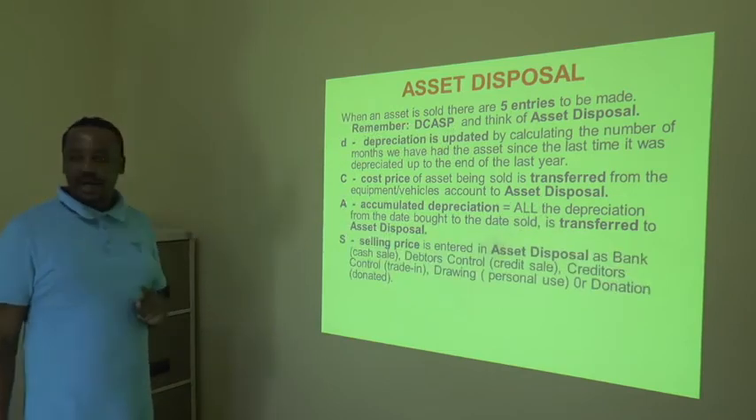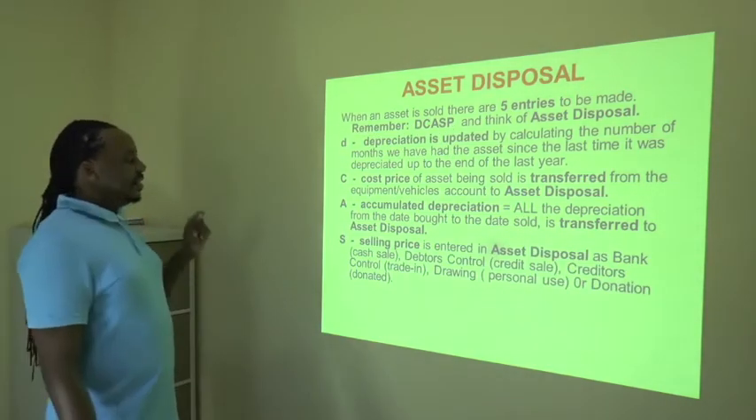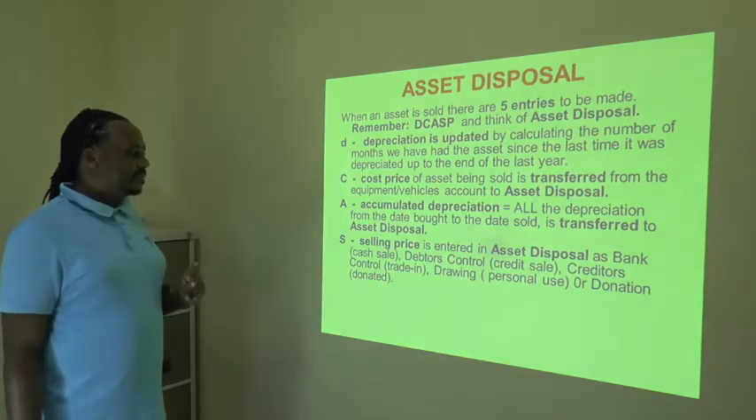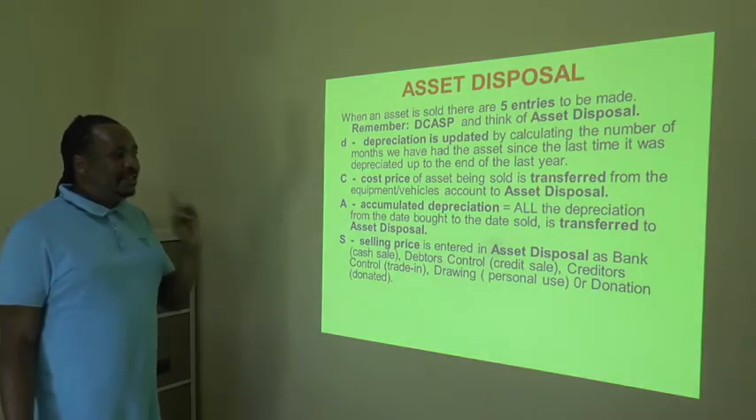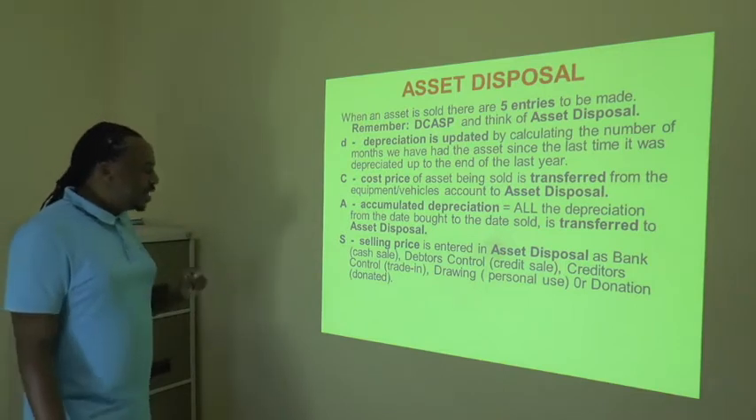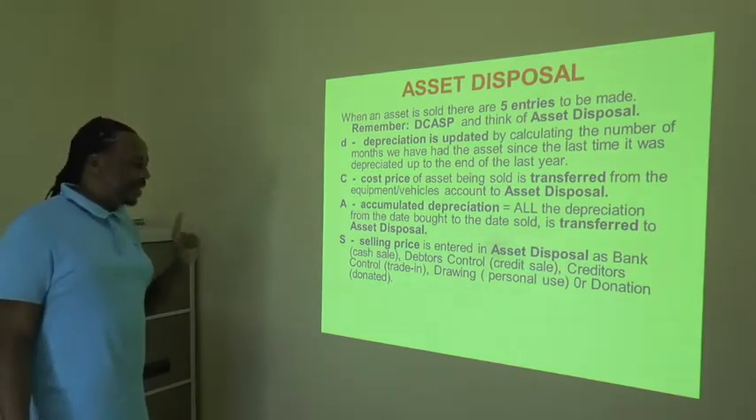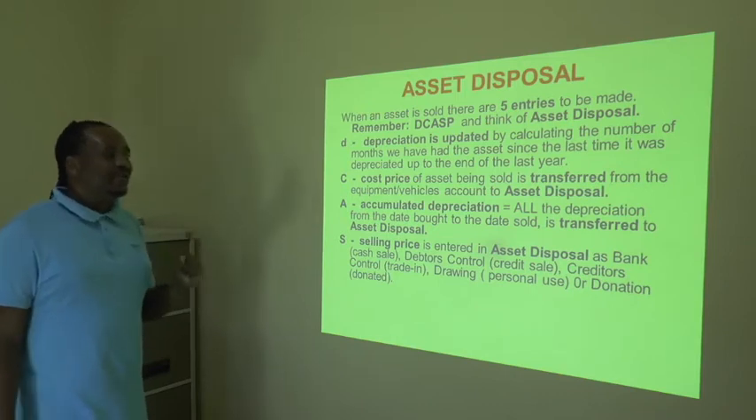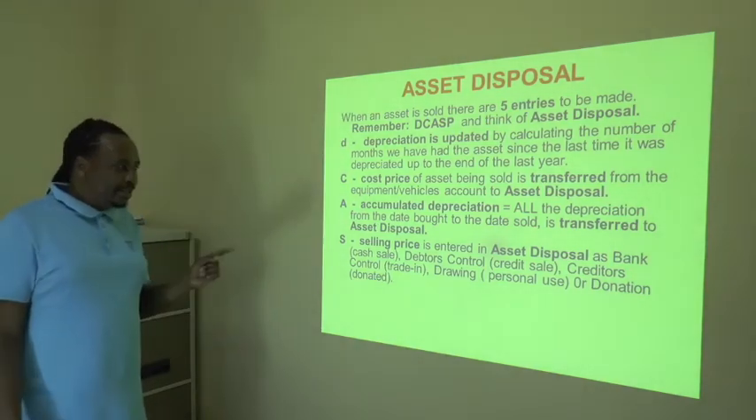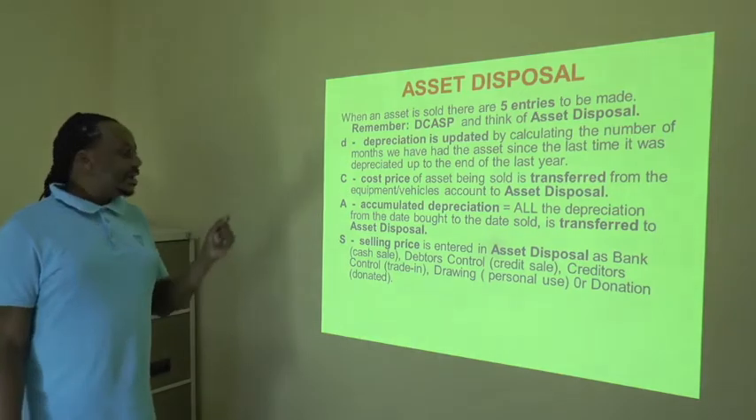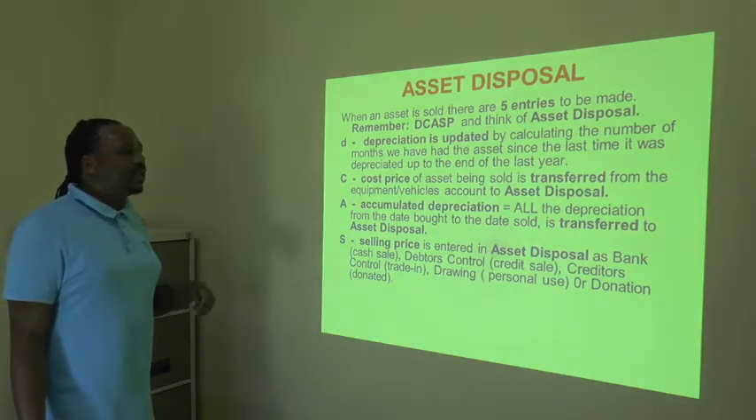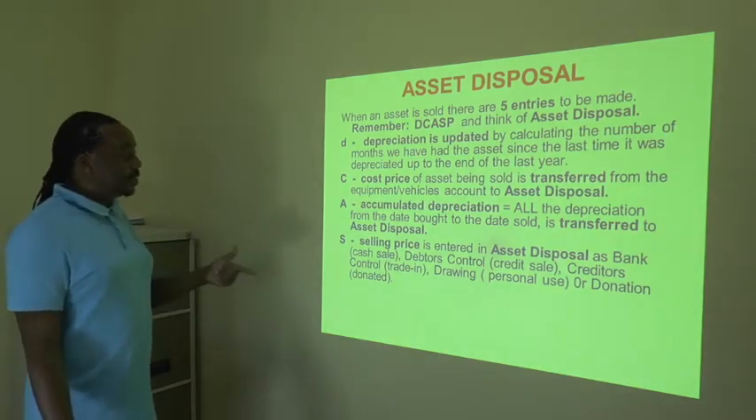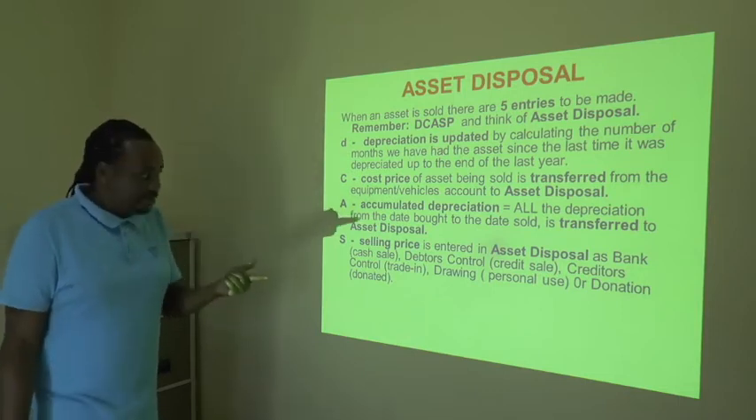As for the selling price, the selling price is entered in the asset disposal. As well, if we dispose of it by cash, if there's a cash sale; debtors control if it was disposed of on credit, a credit sale; creditors control if it was disposed of as a trade-in, when it was traded in.